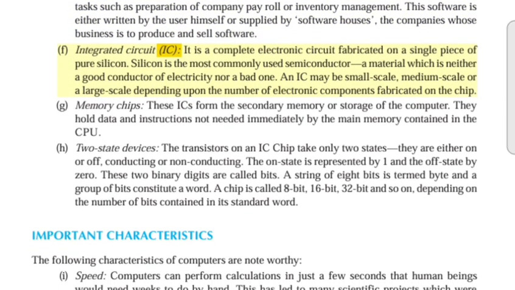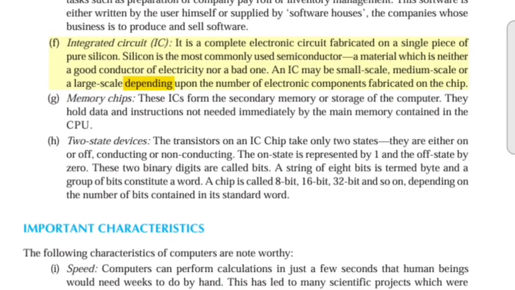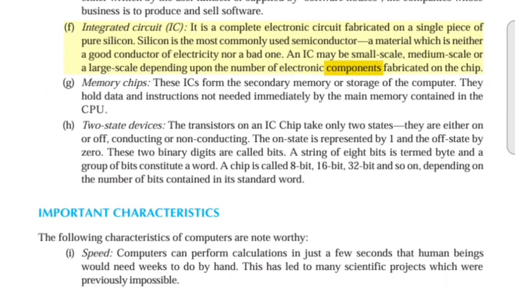F. Integrated circuit (IC). It is a complete electronic circuit fabricated on a single piece of pure silicon. Silicon is the most commonly used semiconductor, a material which is neither a good conductor of electricity nor a bad one. An IC may be small scale, medium scale or large scale depending upon the number of electronic components fabricated on the chip.